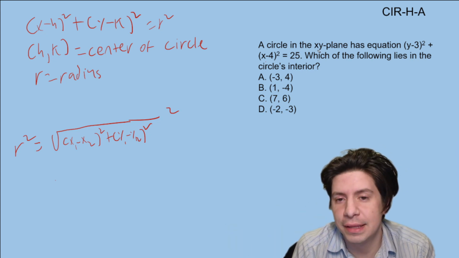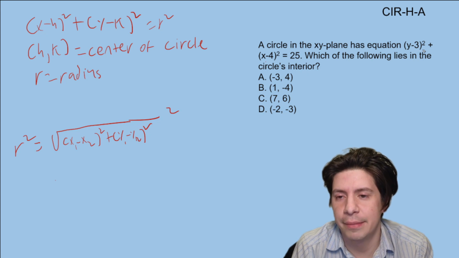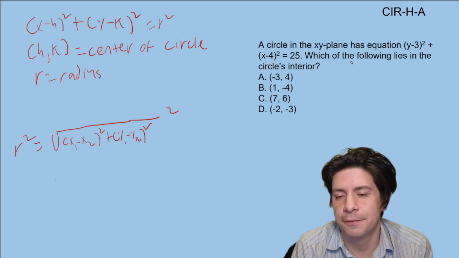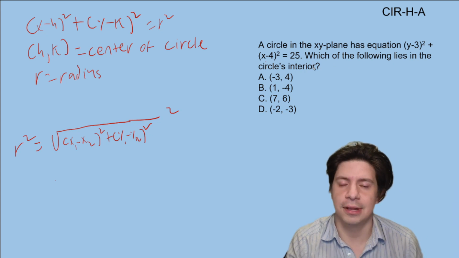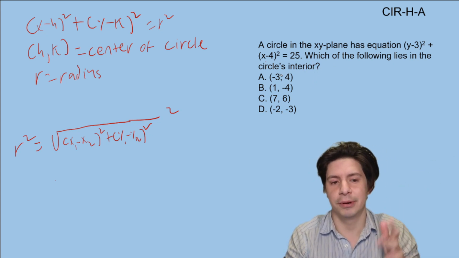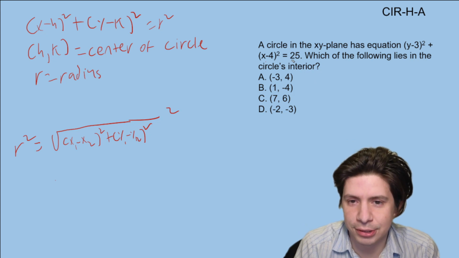A circle in the xy plane has equation y minus 3 squared plus x minus 4 squared equals 25. Which of the following lies in the circle's interior? So the last one we were trying to see something that was bigger than the radius. This time we're trying to see something that's less than the radius. And the radius squared is 25, right?